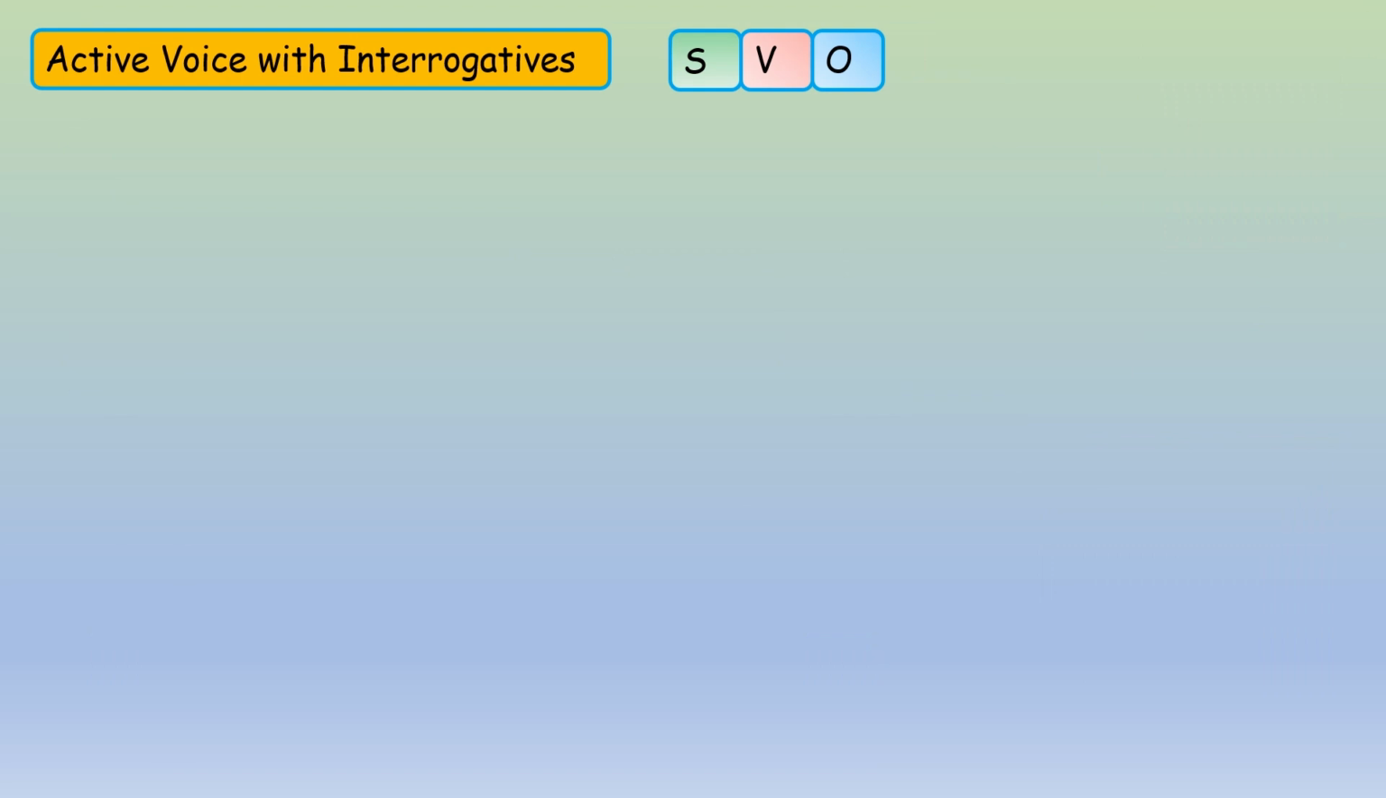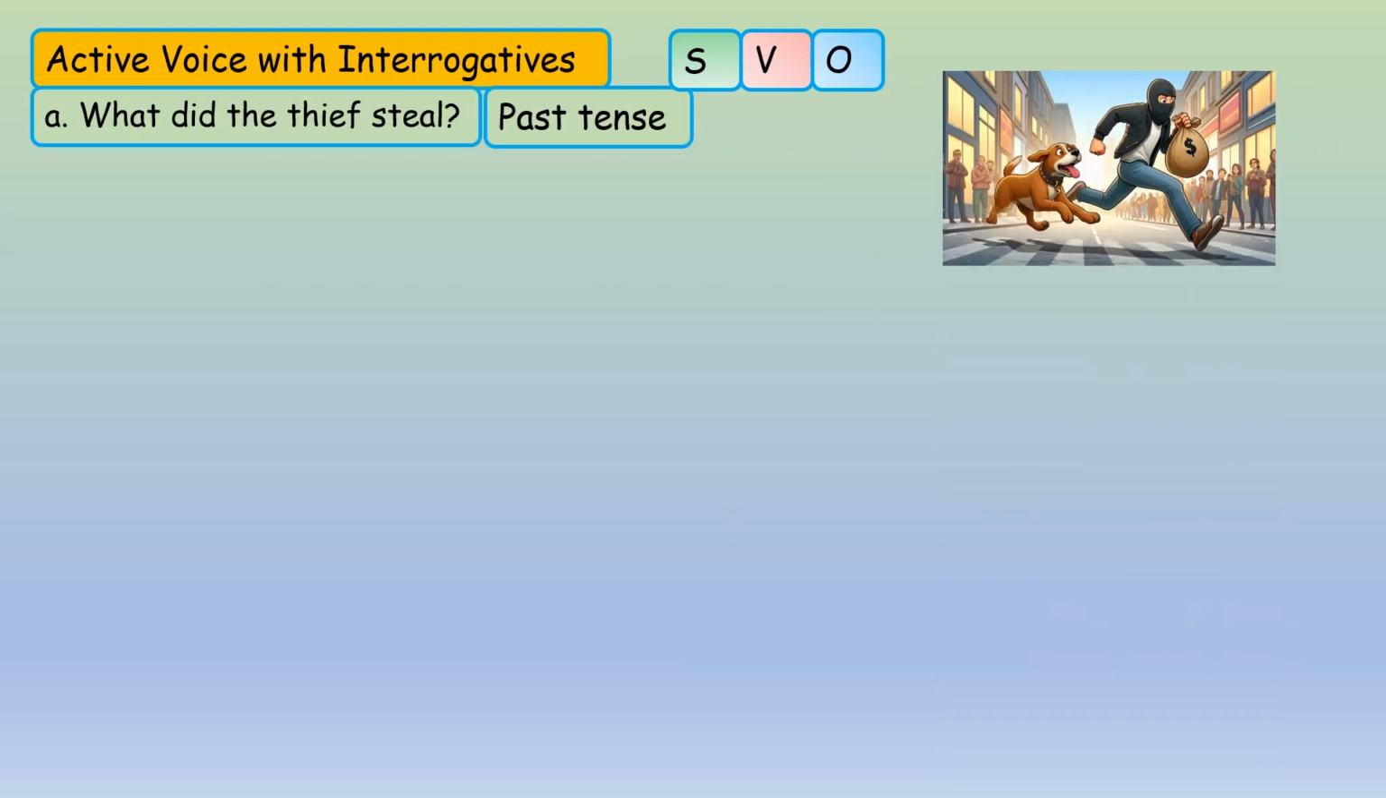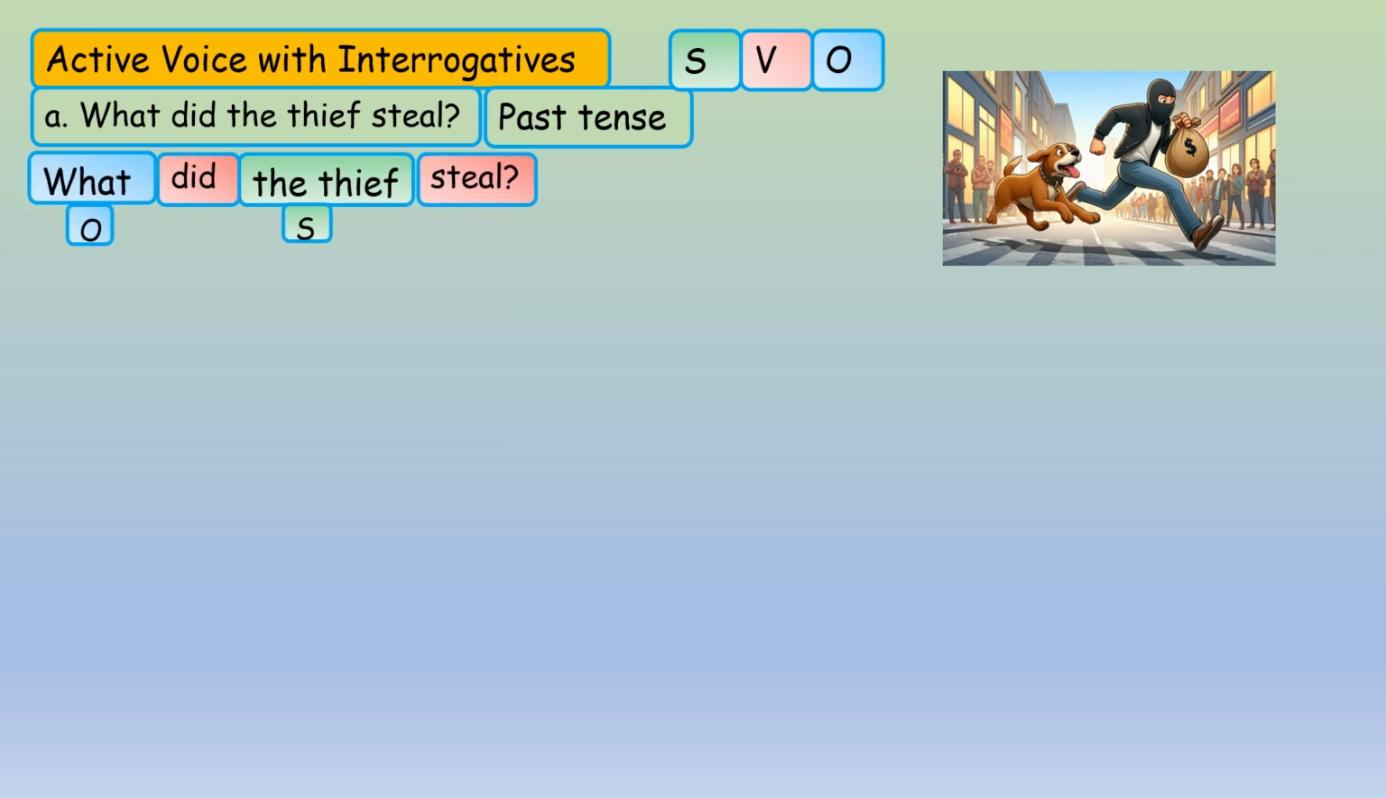Active voice with interrogatives. SVO, subject, verb and object. There's my sample sentence number A. What did the thief steal? It's past tense. Let's break it up into the different parts here. Did steal is my verb structure. What is my object? And the thief is the subject. So if you have difficulty finding the different parts here, just convert it to a statement and it will be all clear. So the thief stole what in the statement form.